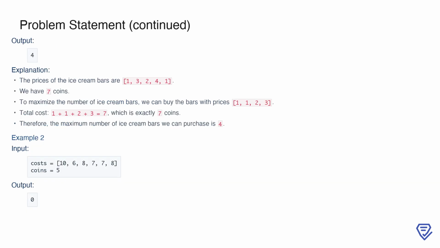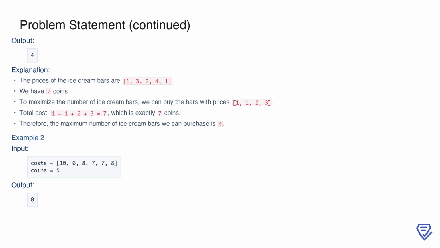In the first example, the input array of prices is 1, 3, 2, 4, 1, and the budget is 7 coins. To maximize the number of ice cream bars, we can pick the bars with prices 1, 1, 2, 3. Adding these prices together gives us a total cost of 7, which matches our budget exactly. Since we used all our coins and bought 4 bars, the output is 4.